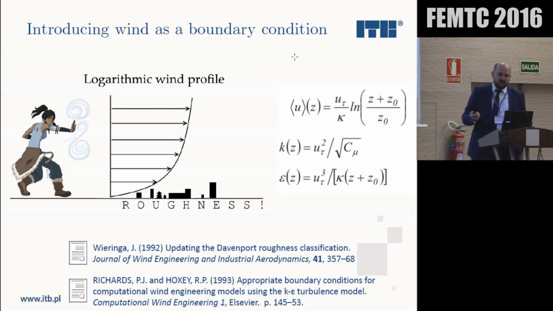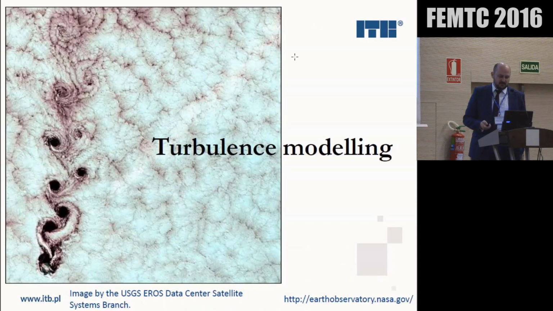Another thing is the logarithmic wind profile. You have to use a wind profile. It's not sufficient to just put a velocity inlet with a constant speed, unless you build an enormously huge domain in which the wind profile will create itself by the terrain roughness.